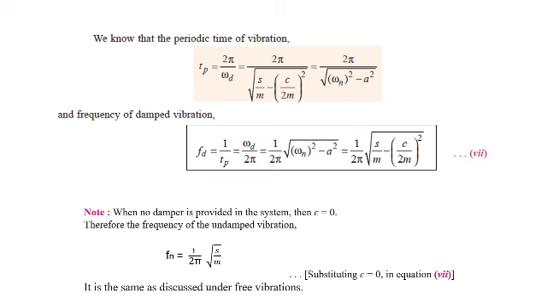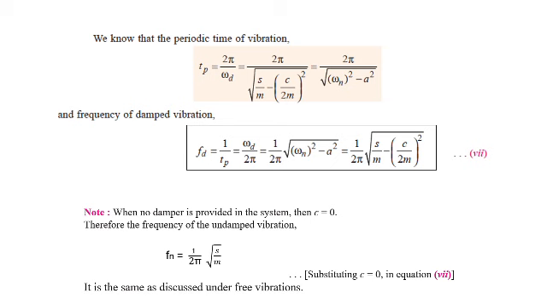Now suppose, note that when no damper is provided, that means damping coefficient c is equal to 0, then in this formula if you put value of c is equal to 0, the frequency becomes 1 upon twice pi square root s by m minus 0. Therefore frequency will be fn is equal to 1 upon twice pi square root s by m, and this is the frequency of free vibration of spring and mass system. That means the natural frequency of free vibration.